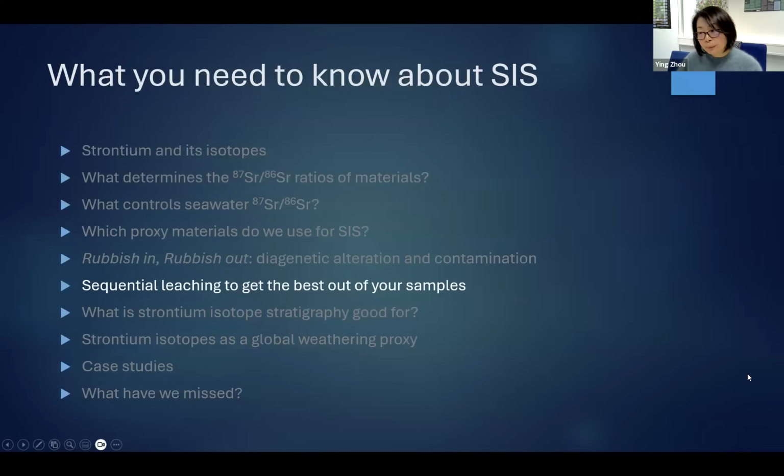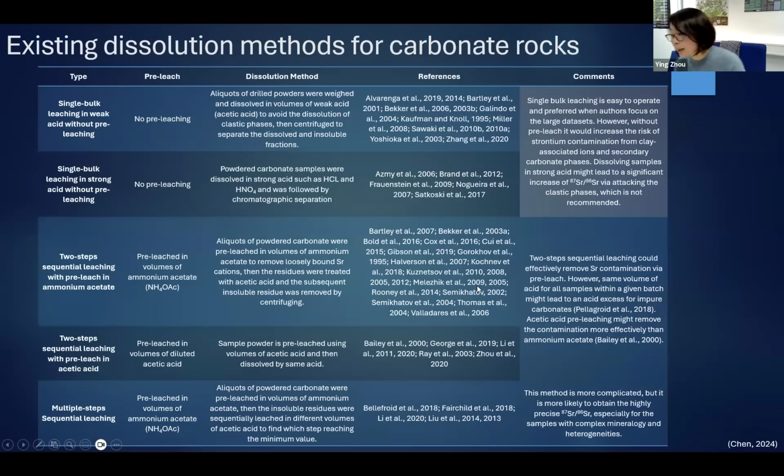So now we look at the screening and what kind of diagenetic history of the sample we need to look at. So what kind of leaching method we need to use for our samples. Here is, again, Helen has compiled existing dissolution methods for carbonate rocks.